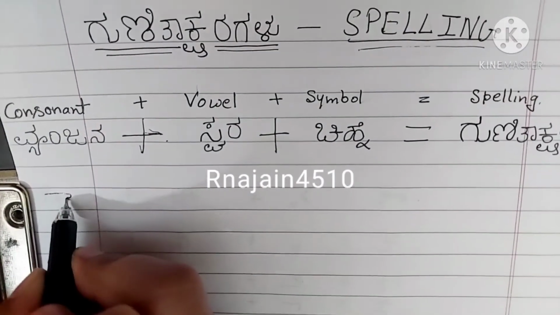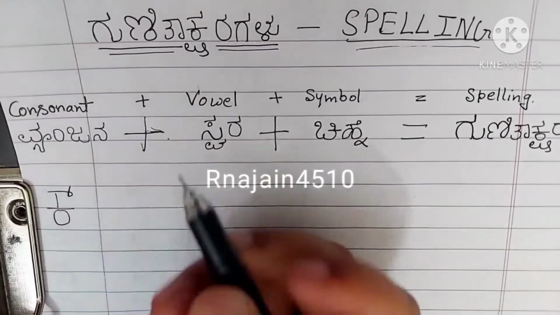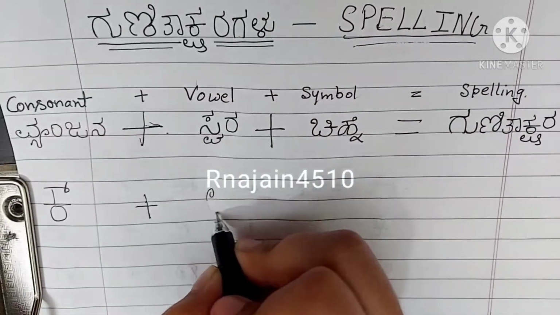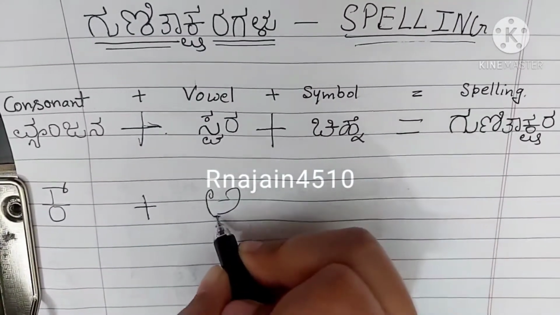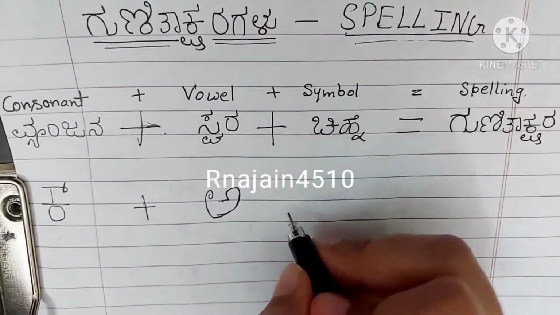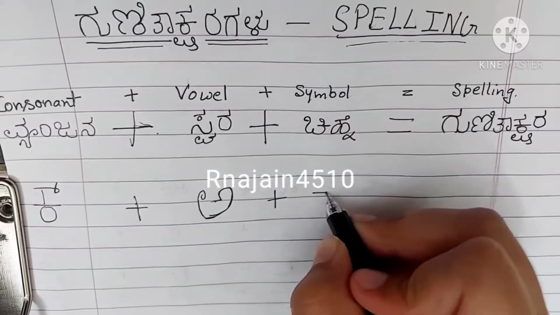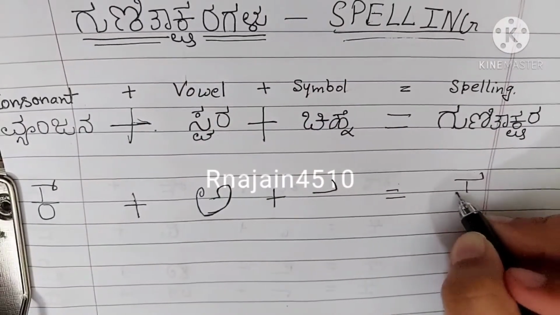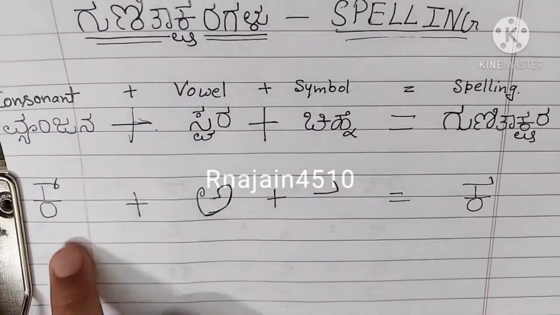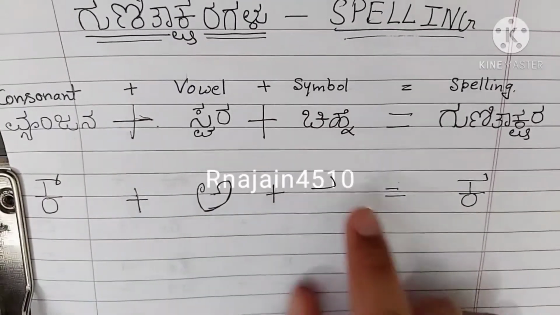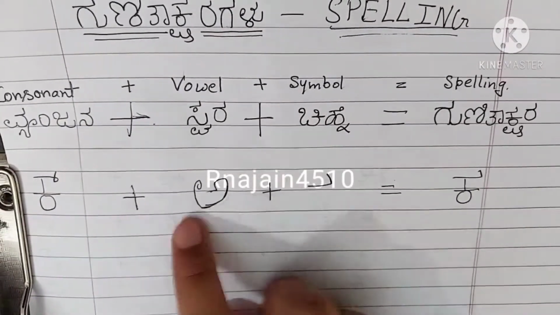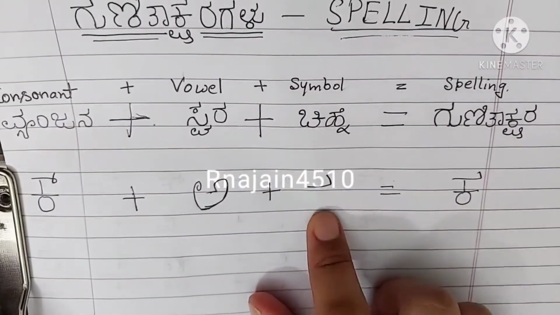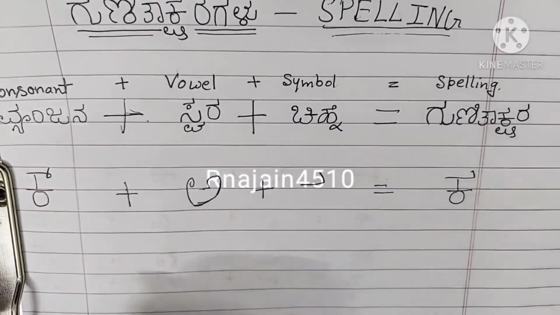Okay. So half K plus A matra is equal to K. Okay. Half K plus A matra is equal to K. We call A matra as talekattu. Talekattu.